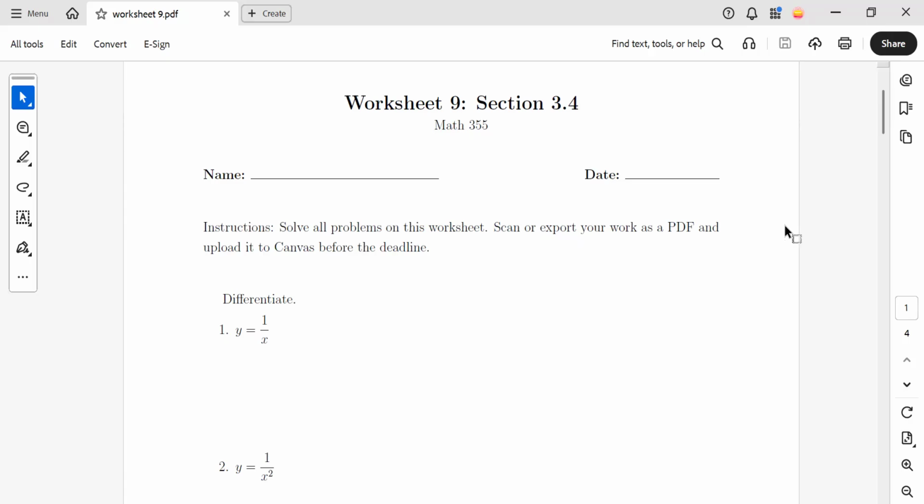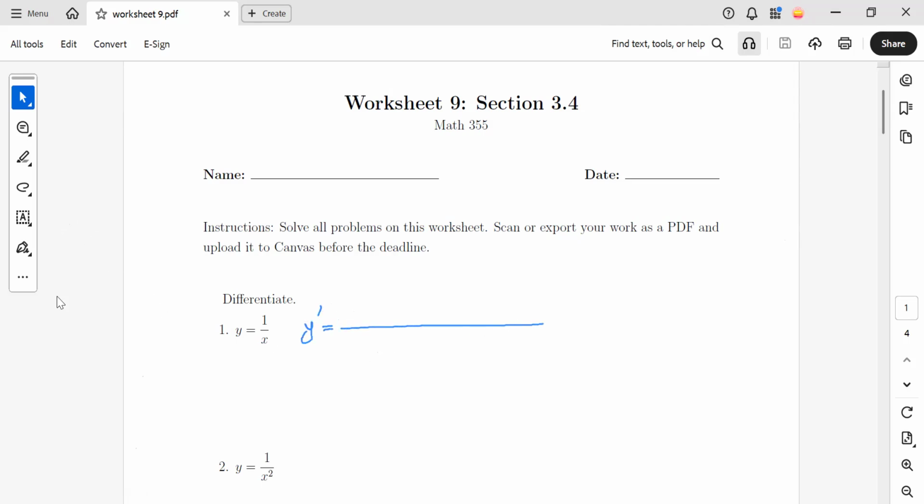Hello everyone. In this video, we are going to talk about worksheet 9, which is about derivatives, and it is about using chain rule and quotient rule. First question is 1 over x. We talked about 1 over x before using the power rule by writing it as x to the power -1. But in here, we are going to find the derivative using the quotient rule.